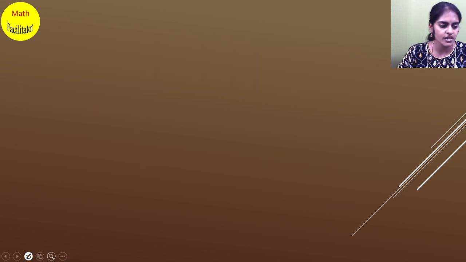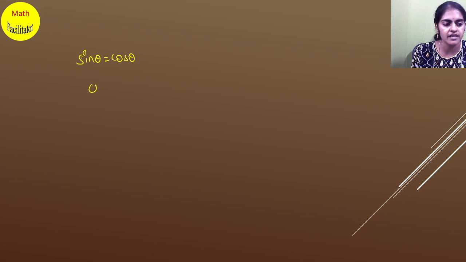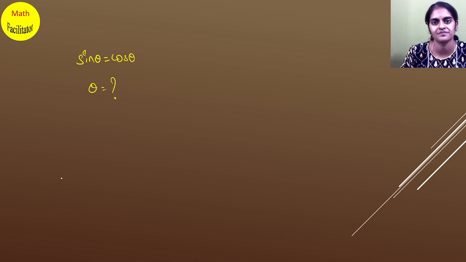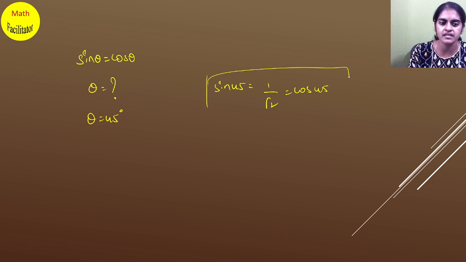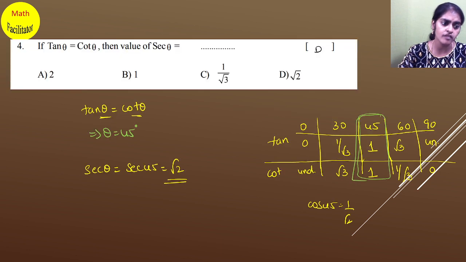Now suppose in the question it is given this way, sin theta equal to cos theta. Can you tell me the value of theta? Theta will be 45 degrees because you know sin 45 is equal to 1 by root 2 and cos 45 is also equal to 1 by root 2. Suppose this type of question is also given, you should be able to do it. So for 45 degrees, sin and cos are equal. For 45 degrees, tan and cot are also equal.